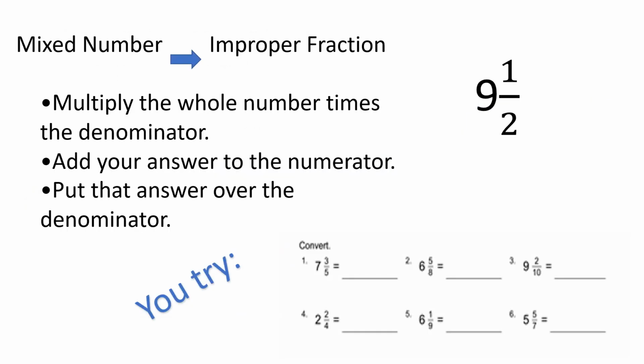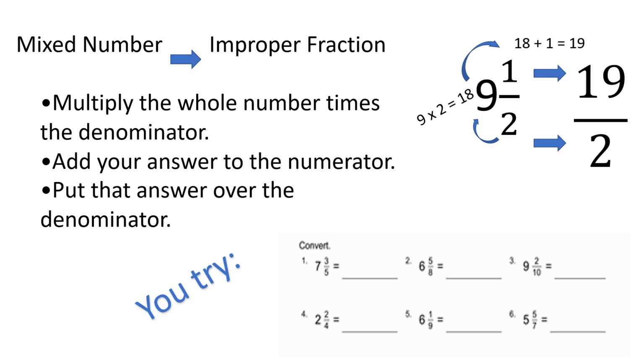We're going to look at changing a mixed number to an improper fraction now. First, you multiply the whole number part times the denominator. So it would be 2 times 9. Then you add your answer to the numerator. Well, 2 times 9 is 18. That plus 1 is going to give me 19. That becomes my new numerator. I put both of those over the denominator, and it gives me this fraction.